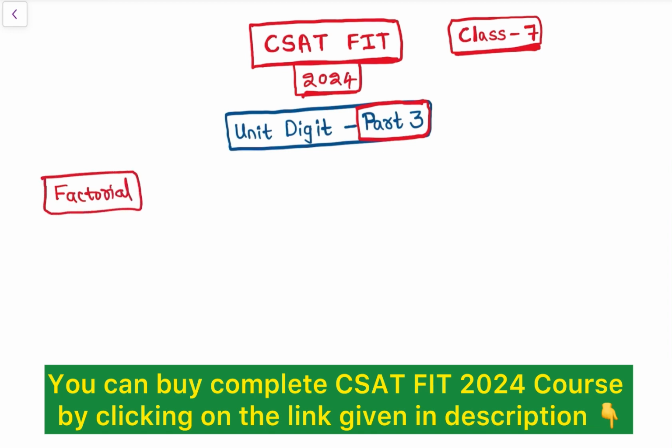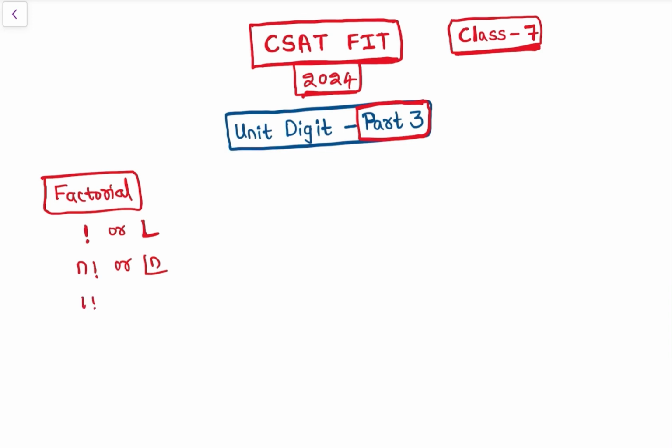Factorial. So let's understand what is factorial. First let's see how we represent factorial. Factorial is represented as like this or like this. This is the symbol of factorial. So if we say n factorial, we will write it like this. Say 1 factorial, we write it as 1 with the symbol. Similarly 3 factorial, we can write it like this. So what does factorial mean?